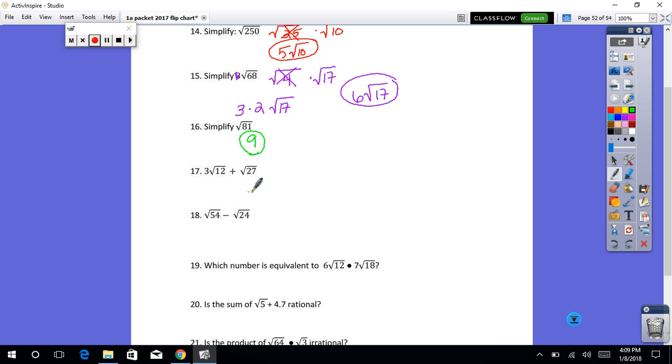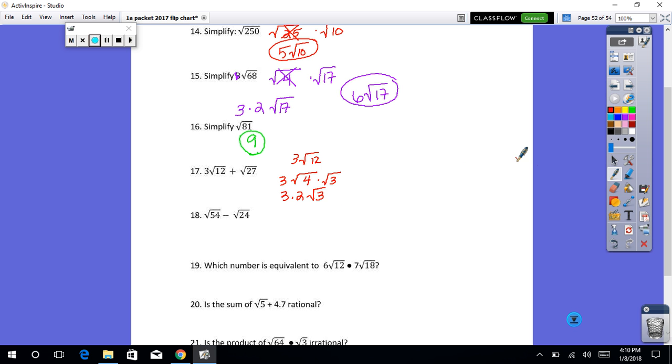Okay, for 17, remember, in order to add radicals, the number under the radical has to be the same, so we're going to have to simplify both of these. So 3 square roots of 12. The square root of 12 can be broken down into the square root of 4 times the square root of 3. I already have my 3 on the outside. The square root of 4 is 2, and I'm left with square root of 3.